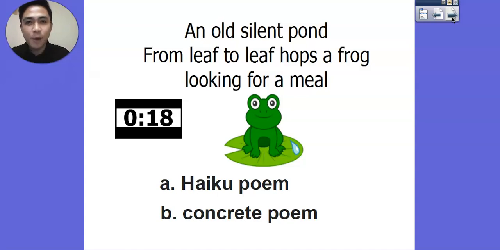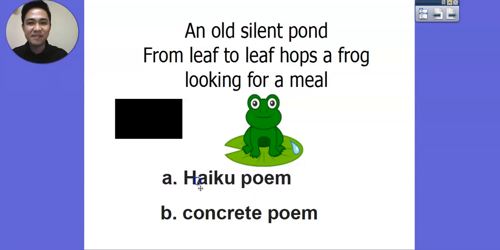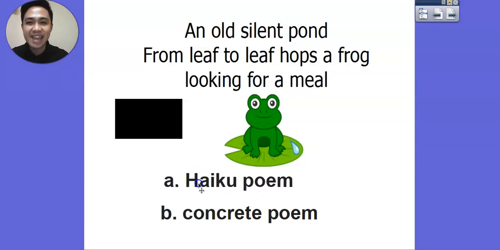What kind of poem is this? A. Haiku. B. Concrete poem. Alright, write your answer. Try to count the syllables in the first line, second line, third line. Look at the form. Does the word form a shape? Time is up now. So, the correct answer is, this is an example of a haiku poem.